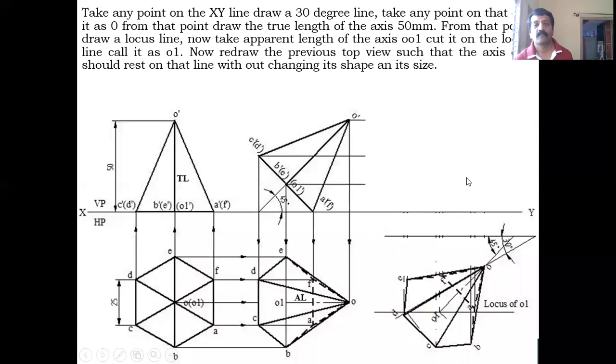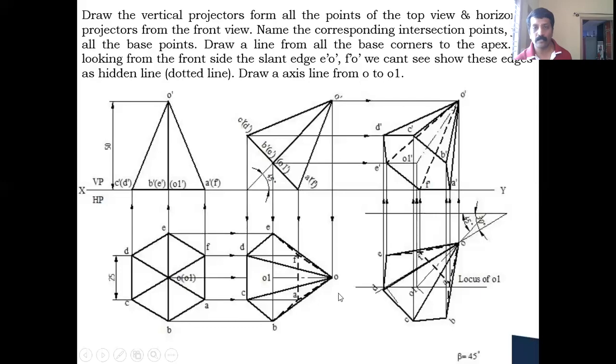Now for the final front view, you need to draw the vertical projectors from the top view like this, upwards from all the points. Horizontal projectors from all the points of the front view like this. After this, we coincide the points. A is here, A dash is here, this is A dash. B is here and B dash is here, this is B dash. C is here, C dash is here, this is C dash. D is here, D dash is here, this is D dash.